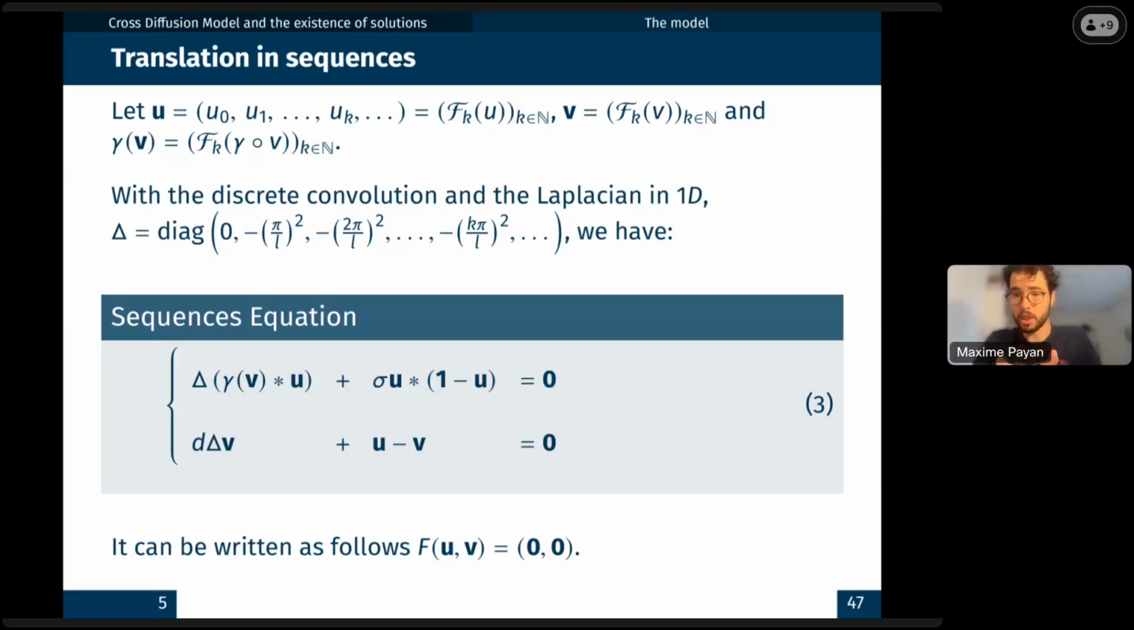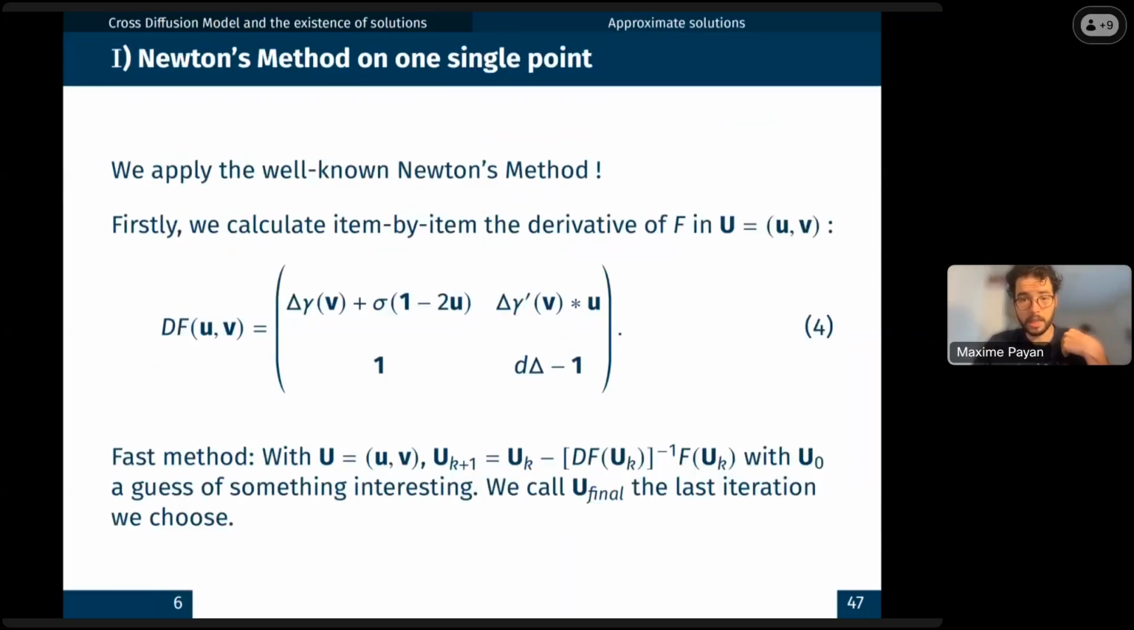So the multiplication becomes the convolution, standard convolution, and we have this non-linear equation on a sequence space. But it can be written as a zero finding problem, and it's very useful for us. And the first thing naively we can do is to solve numerically this problem with the standard method for a zero finding problem, the well-known Newton's method.